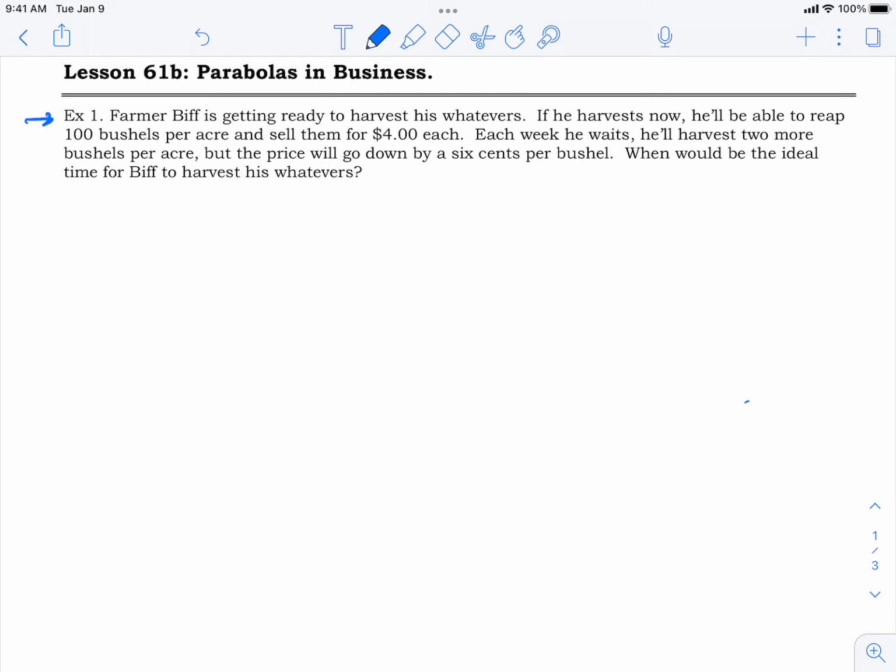Biff is getting ready to harvest. So Farmer Biff, whatever he's got, he's harvesting it. And he's got this trade-off to consider, because if he harvests now, he'll be able to reap 100 bushels. And if he waits a week, he'll get 2 more bushels. Sounds good, right? You just hold off. Don't harvest yet. The more you wait, the more you're going to be able to harvest, the more you're going to be able to sell.